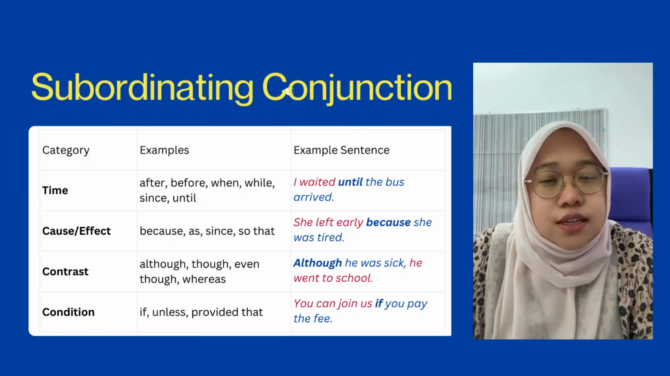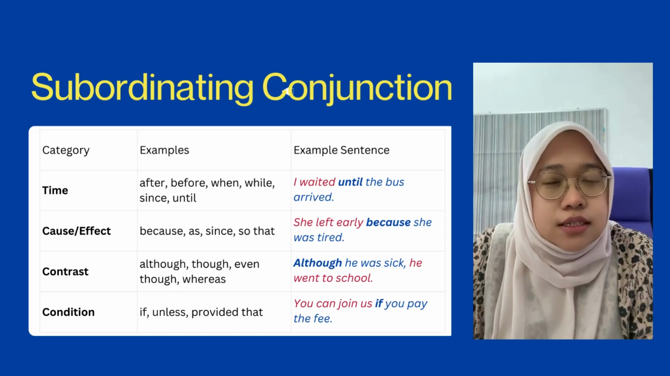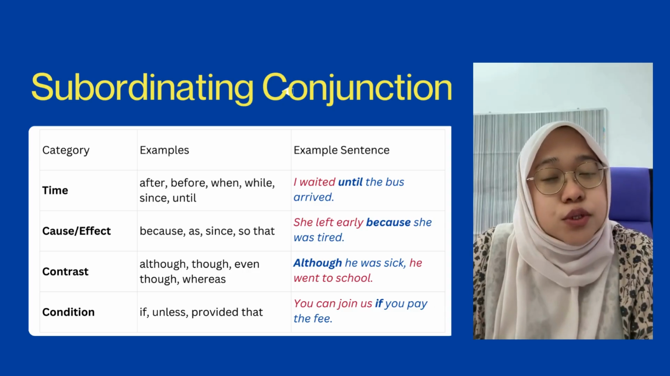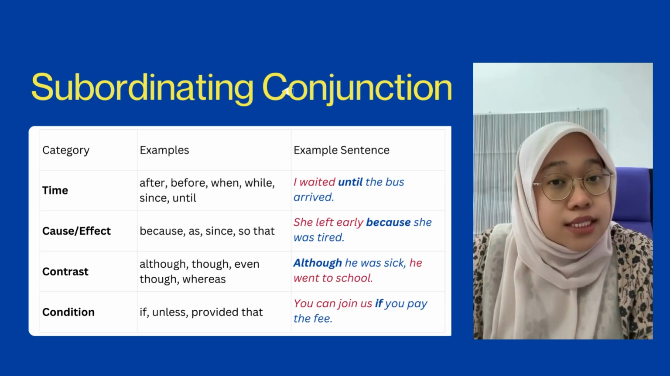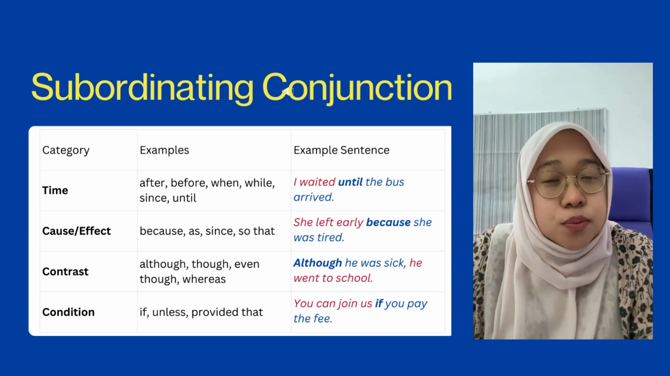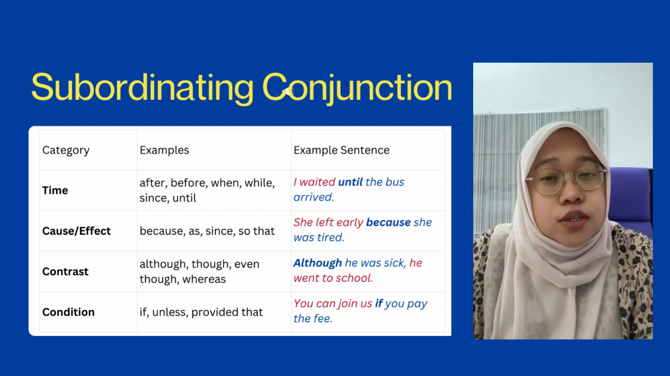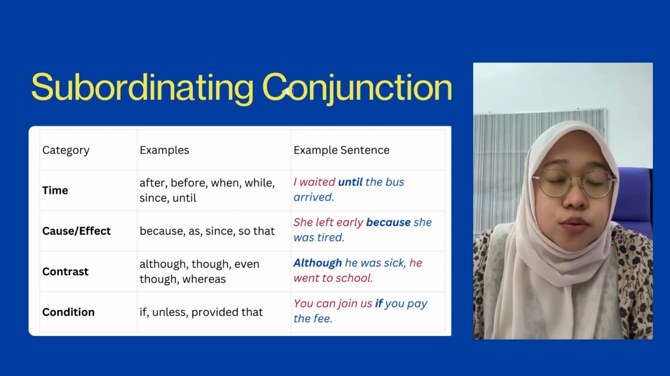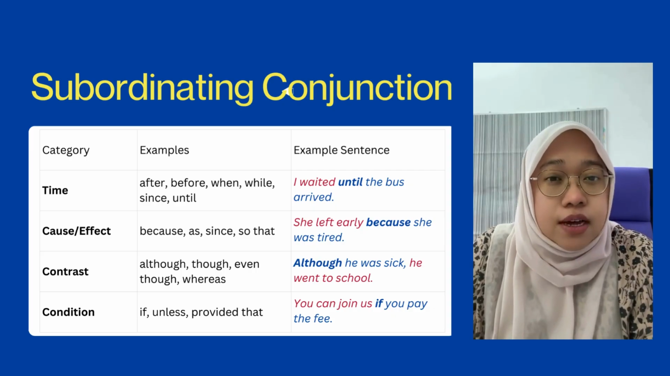Subordinating conjunctions are words that start dependent clauses. They tell us things like time, when something happened. So the conjunction we use would be after, before, when. Why something happened? So the conjunction would be because, since. Or to show contrast or opposite, the conjunction would be although, though. Or maybe condition, the common conjunction would be if, unless.